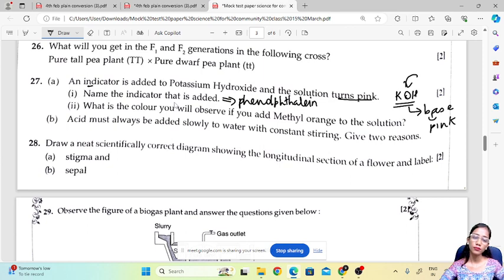Now what is the color you will observe if you add methyl orange to the solution? Which solution are they talking about? They are talking about the potassium hydroxide solution. So if you add methyl orange, on adding to a base, it turns yellow. So the answer over here is yellow.